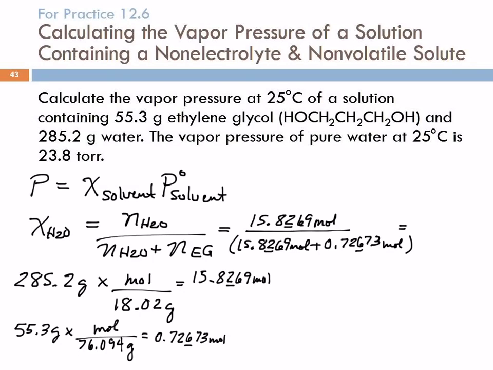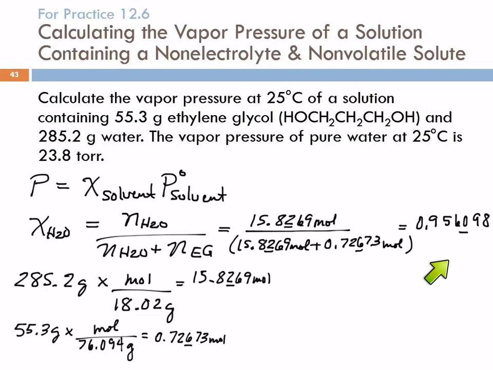The denominator, we're still going to have 4 sig figs, so we don't need to worry about that. So we have 15.8269 divided by the quantity 15.8269 plus 0.72673. Get a mole fraction of 0.956098. And that has no units.